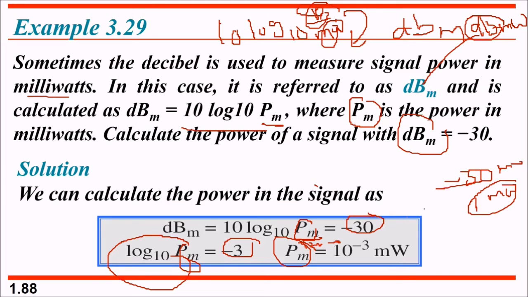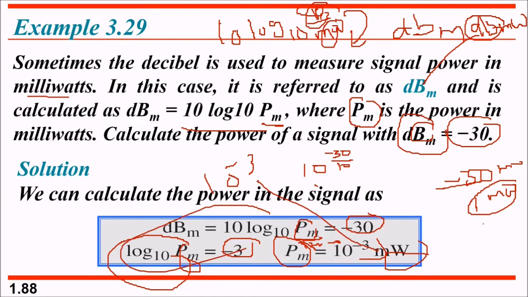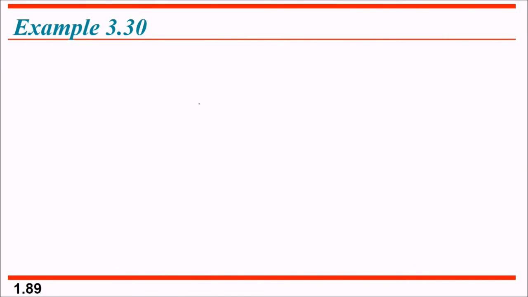I'll tell you one more very good way. When you want to convert dBm into milliwatt, you just take 10 raised to the power of whatever is the value in dB, divided by 10. You don't have to use this formula. So minus 30 by 10 is minus 3, and 10 to the power minus 3 is the answer in milliwatts.